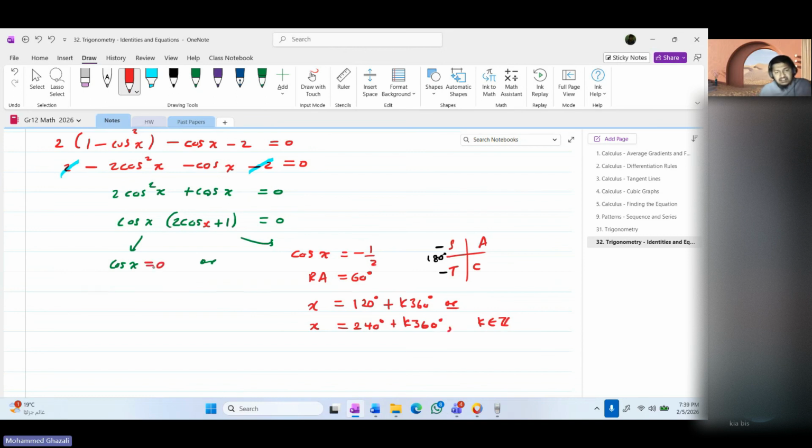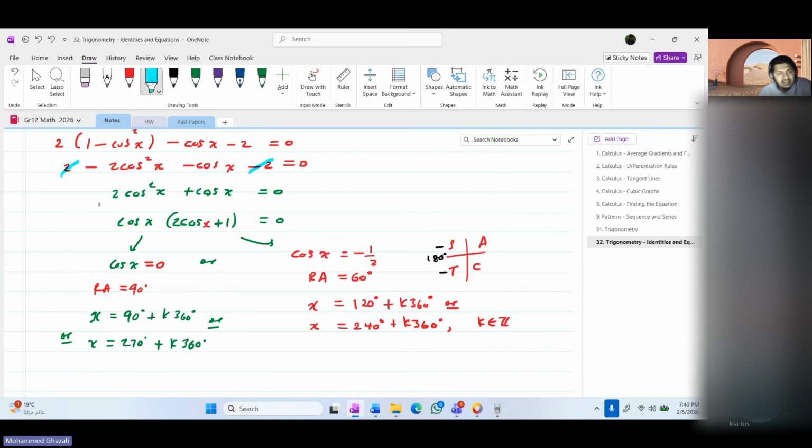What about this one? Cos x is equal to 0. The reference angle is where cos of 90 is 0. So you're going to say x is equal to 90 plus K360 in the first quadrant, or in the fourth quadrant, where cos is positive, x is equal to 270. Why? Because 360 minus the reference angle, 360 minus 90, is 270, plus K360.